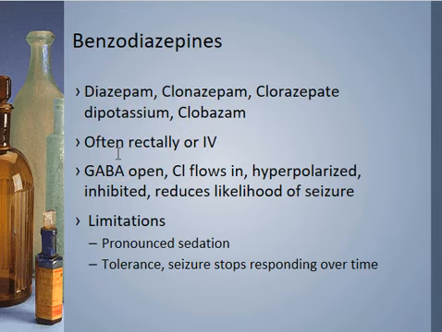For patients that have really profound seizures, you can give this drug rectally, or you can administer it IV. Basically, what happens here is that the GABA channel is open, chloride flows in, the cell becomes hyperpolarized, it becomes inhibited, and then there's a reduction in the likelihood of a seizure propagating or a focus reoccurring. Limitations to this drug, however, include profound sedation, as well as a little bit of tolerance, which is indicated by the seizure just not responding well over time.